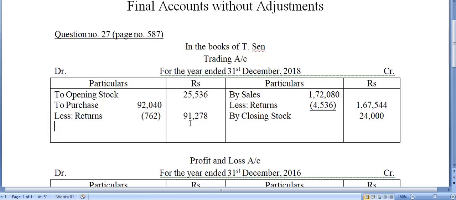After that, let us see if there's any wages. Sales returns, capital, cash, purchase, cash at bank, stock, done. Then we have wages. The wages is 14,040 rupees. Here you will write to wages. Let me draw a line here. Now it will fit.